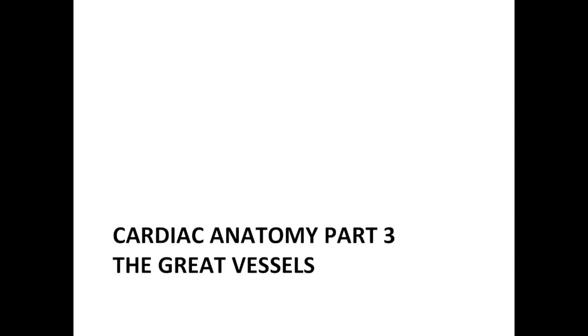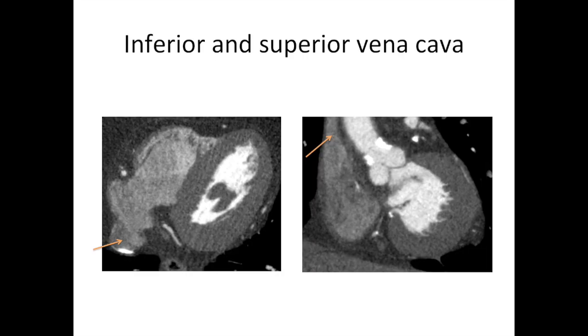So this is part 3, and we're now going to go on to look at the great vessels. As the title suggests, these are the big vessels in the chest. So we're going to start with the veins that lead blood towards the heart. The right atrium has 2 points of inflow that are the inferior and superior vena cava. As the name implies, one's at the top, one's at the bottom.